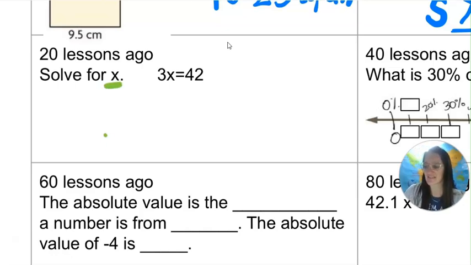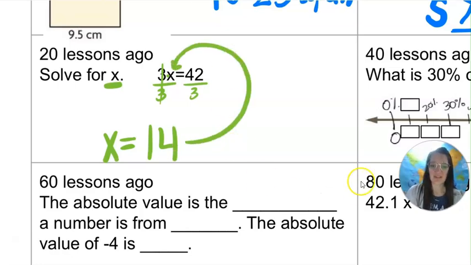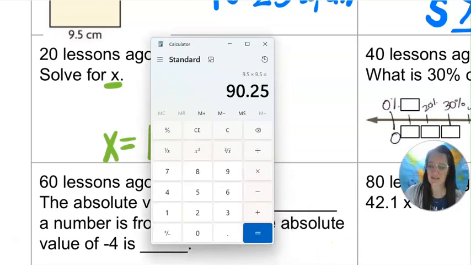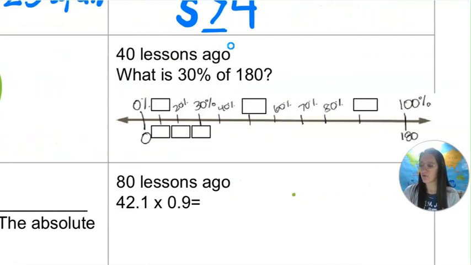Solve for x. That means I want to get the x isolated. I want to find out what x is. X is not isolated. It's being times by 3. What's the inverse of times? Divide. Keep things equal. And I get 42 divided by 3 is 14. Now I can check that by plugging it in. What is 3 times 14? 42. And yes, that's what it's supposed to be, 42. Perfect.